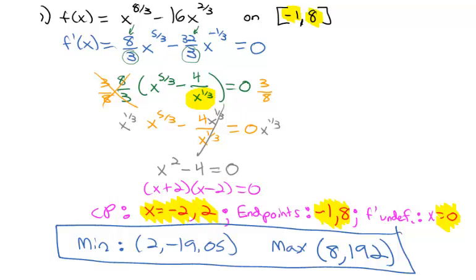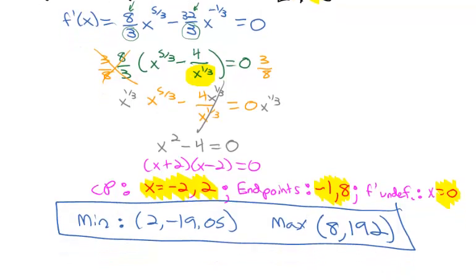So to find these absolute extremes, we were looking at three things. Critical numbers, where the derivative is 0. Endpoints. And also, if the derivative is undefined, we also checked those points.